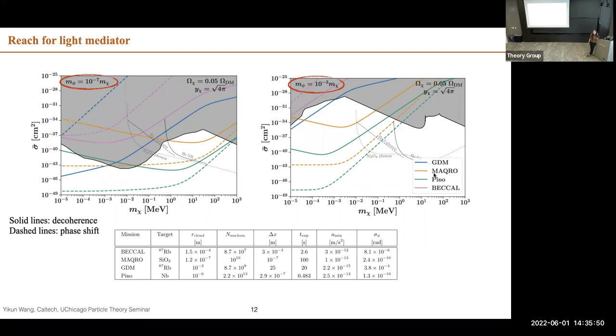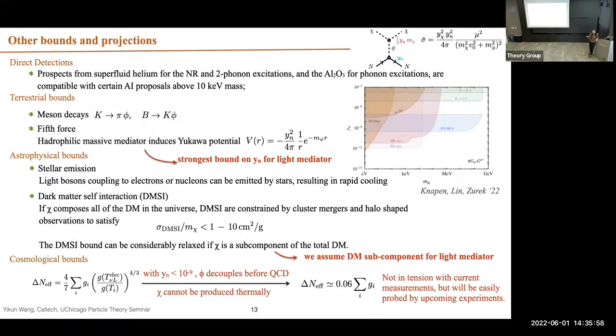Where does your self-interacting dark matter bound come from? I think it's from the cluster mergers and halo shape observations. This is what we take for the self-interaction bound. This combined with all the bounds on the Yn, so these are the combined bounds on the Yn. If you combine this and this cross-section constraint, basically it will remove most of the parameter space.